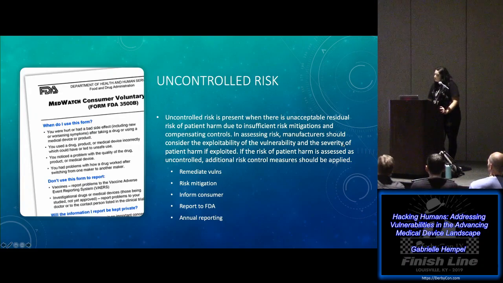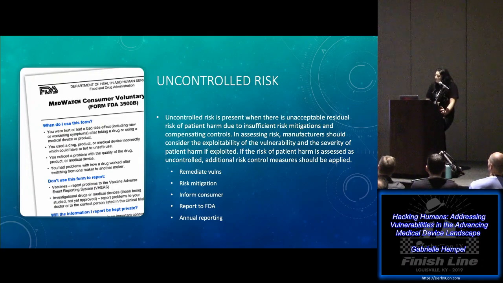Uncontrolled risk is present when there's an unacceptable residual risk of patient harm due to insufficient risk mitigations and compensating controls. Manufacturers should consider exploitability of the vulnerability and severity of patient harm if exploitation is carried out. Manufacturers are also asked to remediate uncontrolled risks as quickly as possible and to report them to the FDA.